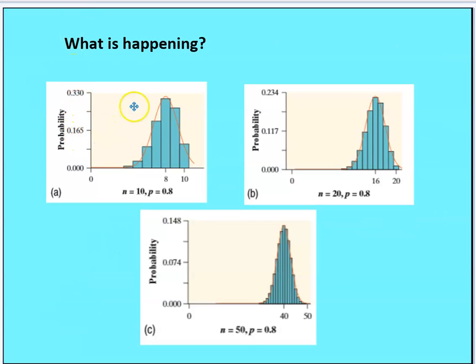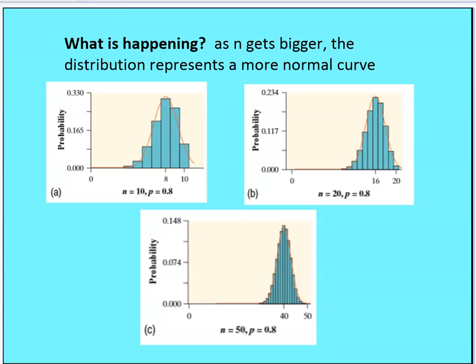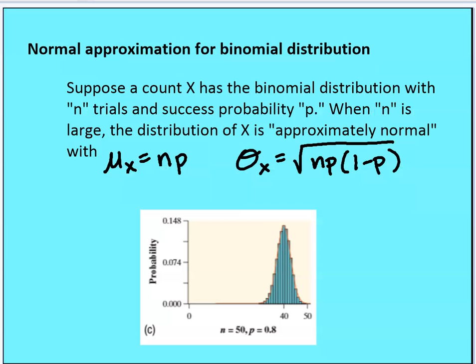All right, so what's happening is where n is equal to 10, the probability is 0.8. N is equal to 20, 0.8. N is equal to 50, probability is 0.8. You can see how the curve gets tighter and tighter around a particular location. So as n gets bigger, the distribution represents a more normal curve.